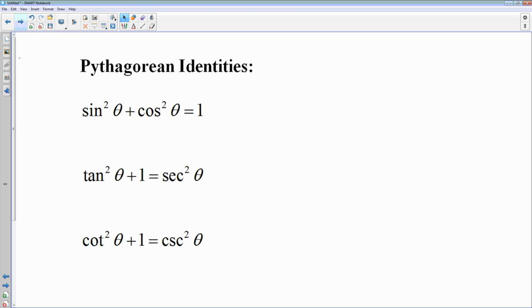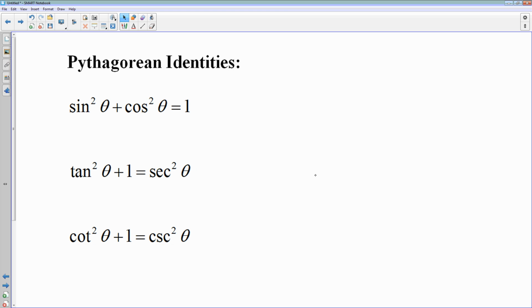use, starting with these three that are called the Pythagorean identities. I'm going to spare you the proof, but they're called Pythagorean identities because you would use the Pythagorean theorem, a squared plus b squared equals c squared, in order to prove this. The main identity that you need to know is sine squared plus cosine squared equals 1. Of all the trig identities, I have found that this one shows up more than any other. So make sure you know this one.